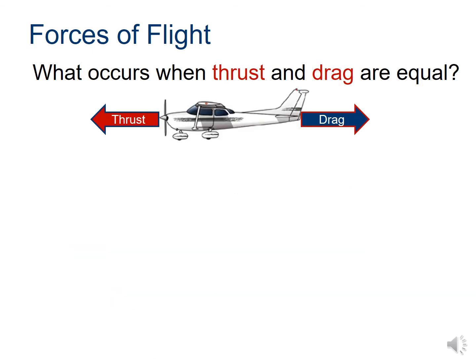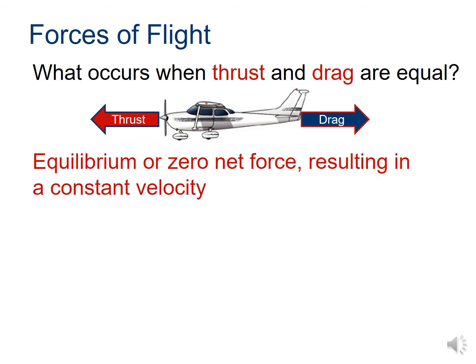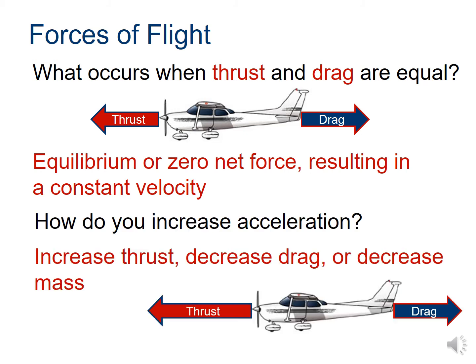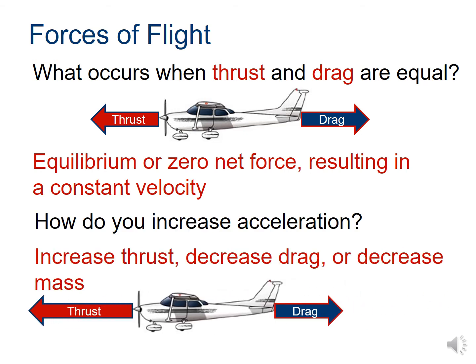When thrust and drag are equal or in equilibrium, the plane is moving at a constant velocity. This is steady state or general operating condition. Remember, force is mass times acceleration. We're not greatly changing our mass from moment to moment, so if we want to increase acceleration, we need to increase the net force in the direction of flight.